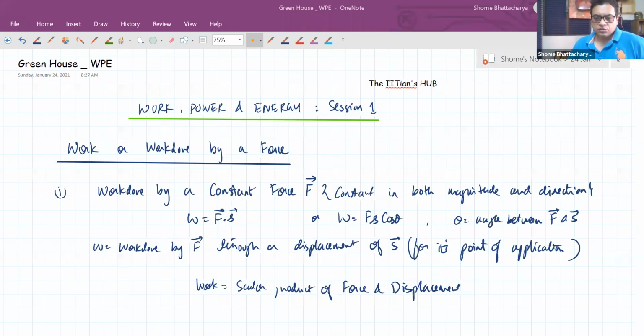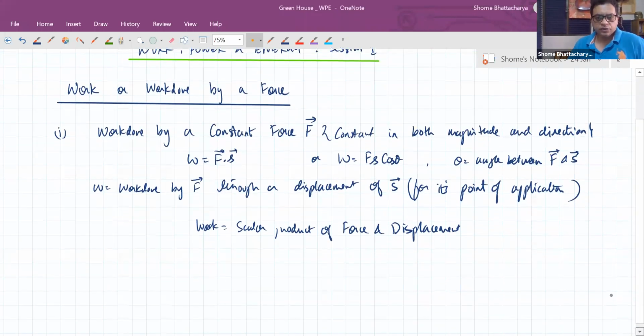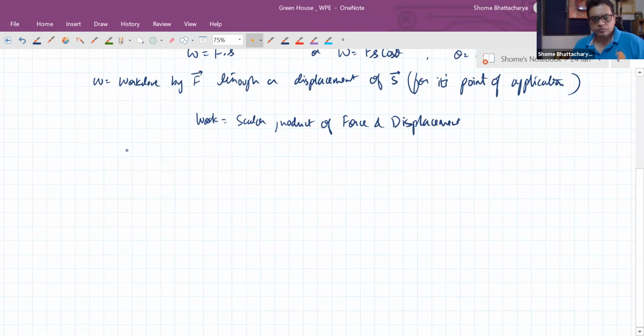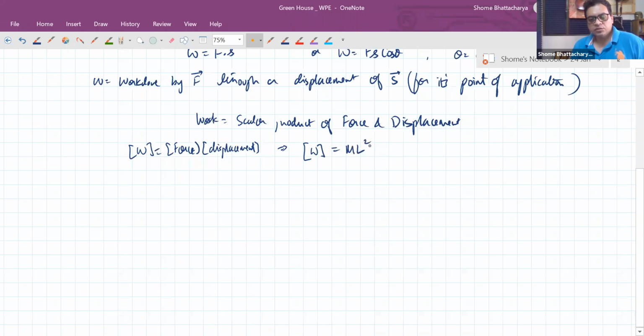Okay. Now let's also understand about the dimensions and unit of work done. The dimension of work done, as you can see, will become the dimension of force into dimension of displacement. So accordingly, the dimension of work done will become mass into length square into time to the power minus 2. And the unit in standard international system, the unit of work is expressed in joules.